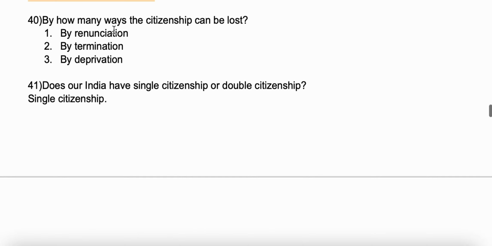Now 40th question, by how many ways can citizenship be lost? So citizenship can be lost by renunciation, by termination, and by deprivation. 41st question, does our India have single citizenship or double citizenship?